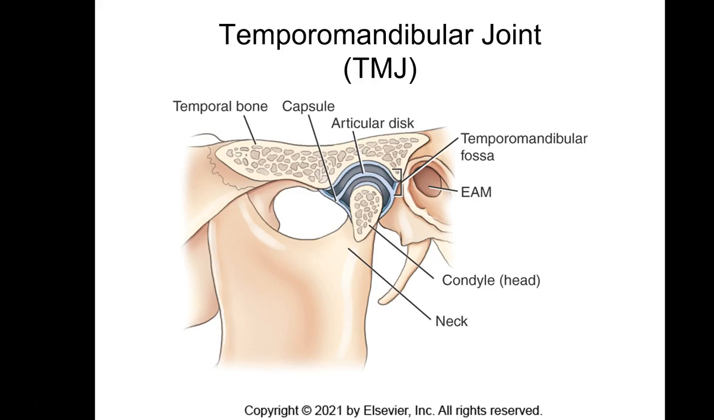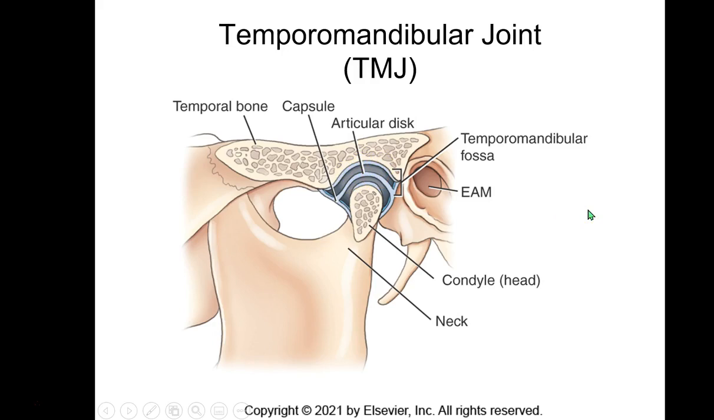The temporomandibular joint is classified as a synovial joint that is actually divided into an upper and lower synovial cavity by a singular articular fibrous disc. So you can see that here. And this isn't really that important for us to know, but just know that this is a synovial joint and it's divided into two parts by this articular disc.